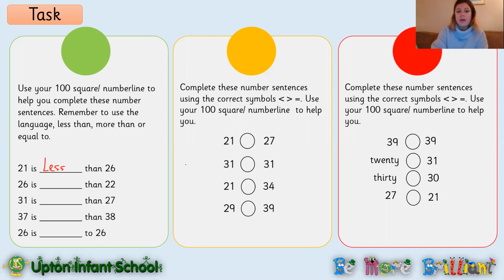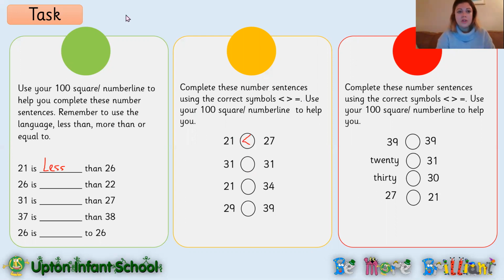Okay, so for the yellow challenge, if you fancy starting on that, you need to complete these number sentences and you need to do what we've been doing for our activity and find the correct symbols to use. So 21 is something to 27. So I would again look at my number square. I can see that 21 is less than 27. So I would put the less than symbol in here.